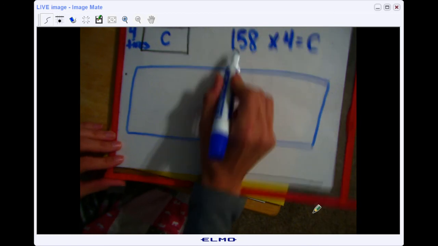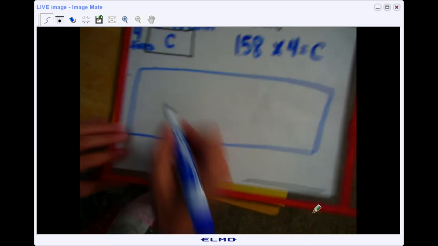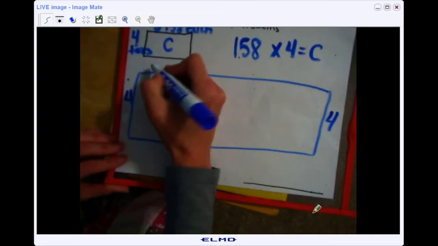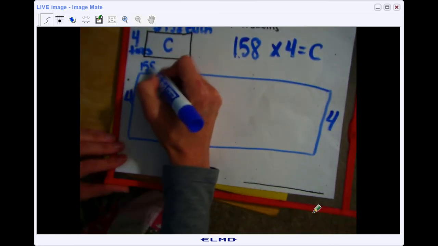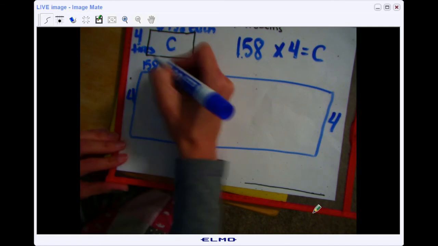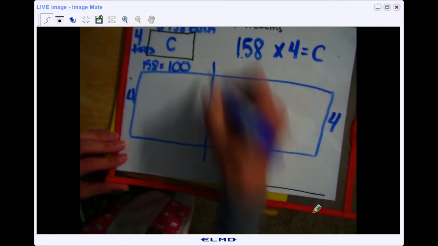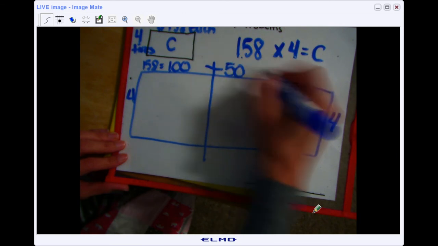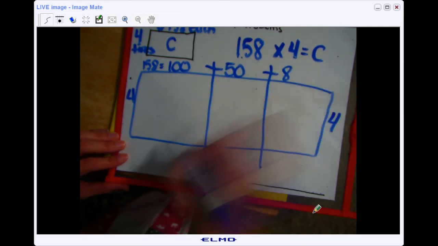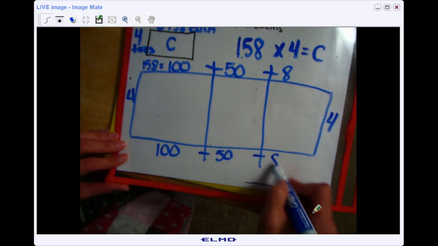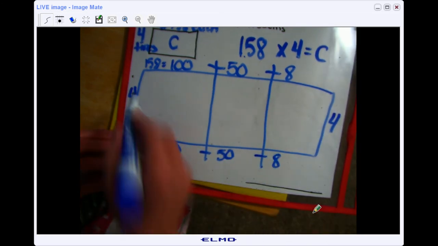because I know that this is going to have a hundreds place, a tens place, and a ones place. I'm going to put my 4 on each side. And I'm going to take that 158, that's a scary number, and I'm going to use place value to make it less scary. So 100 plus 50 plus 8. Okay, now I'm going to touch my equations and write them.